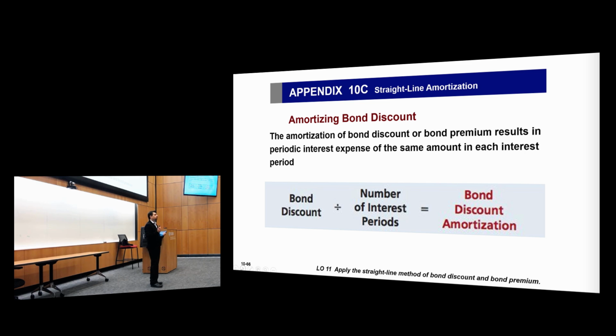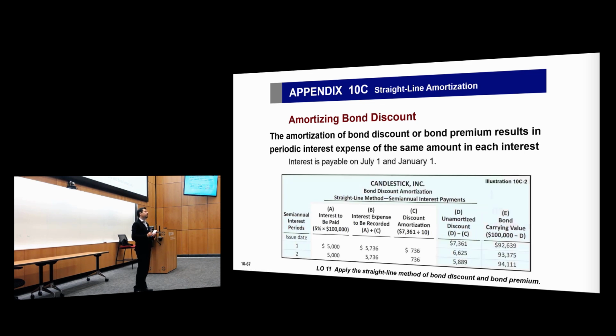So for example, for bonds, how often is interest paid? You guys remember that? How often is interest paid with bonds? Yes, semi-annually, which means twice a year. So if you have a bond for 10 years, the life of the bond is 10 years, how many interest payments are expected? 20. So you divide, in this case, the bond discount or bond premium over those 20 payments.